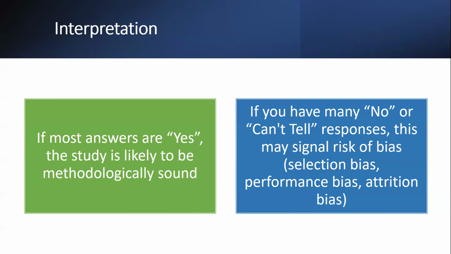So now how are we going to analyze? If most answers are yes, the study is likely to be methodologically sound. Similar to how you do it in JBI, if it is yes you give a score of 1, no means 0. Can't tell is also 0. If you have no or can't tell responses, this may signal risk of bias. That means risk of bias can be in any area, like selection was not proper, or performance of the study was not done properly, or attrition was not reported properly in the studies.